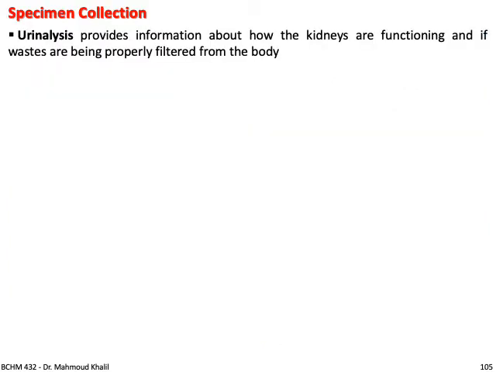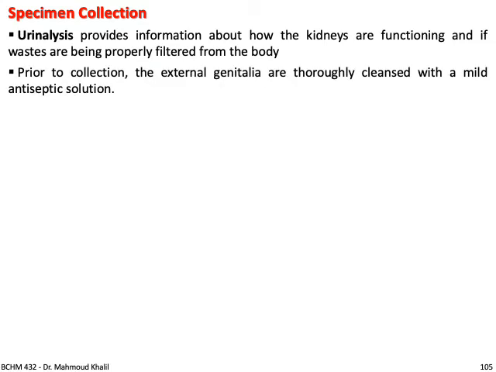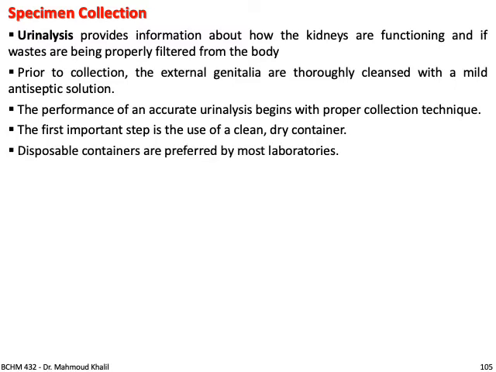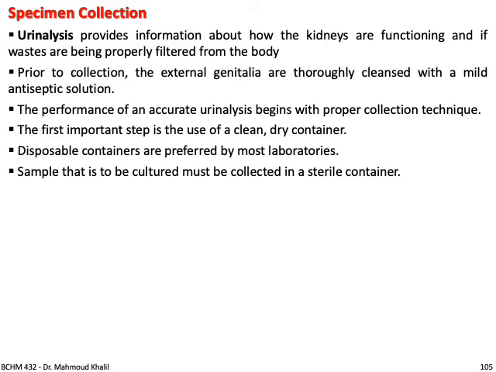For specimen collection, as you know, urine analysis provides information about how the kidneys are functioning and if waste is being properly filtered from the body. Prior to collection, the external genitalia must be cleaned with an antiseptic solution for accurate urine analysis and proper collection technique. The first important step is the use of a clean, dry container. Disposable containers are preferred by most laboratories. Samples that are to be cultured must be collected in a sterile container.